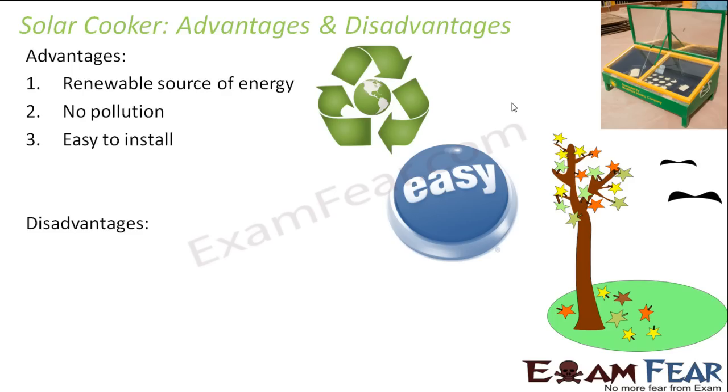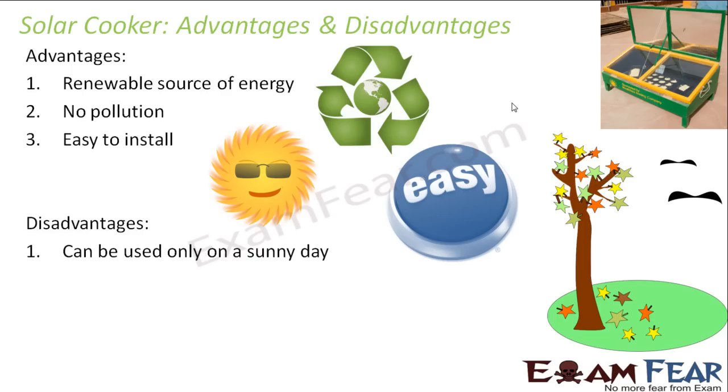Now let's talk about the disadvantages. So when we come to the disadvantages, it can be used only on a sunny day. Now let us suppose the weather is a little cloudy, so you don't have sunlight at all. So when you don't have sunlight, there is no point having a solar cooker. So you have to fast that day, right?